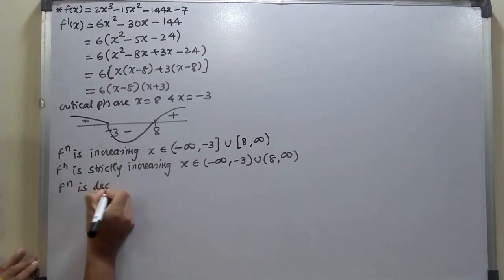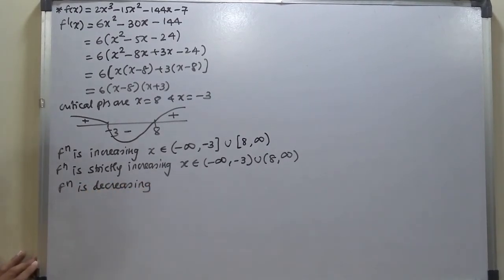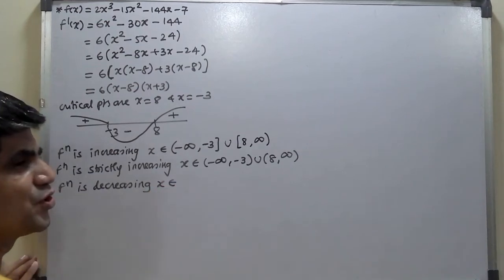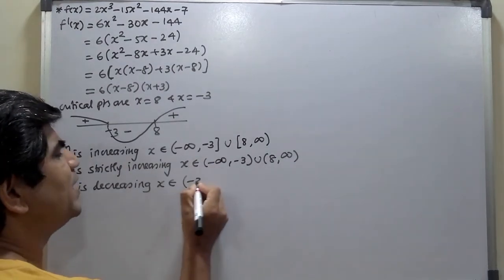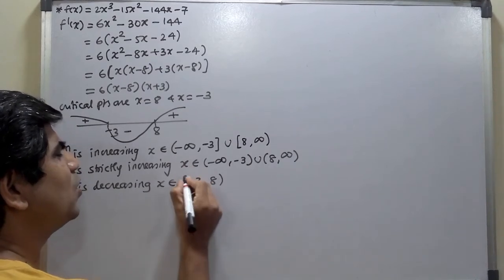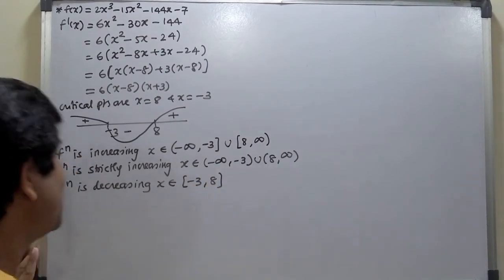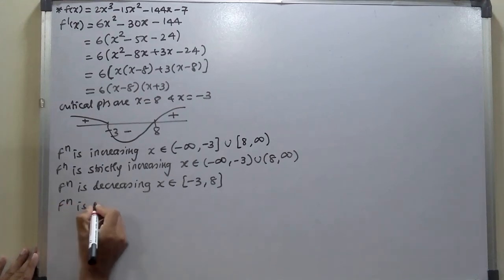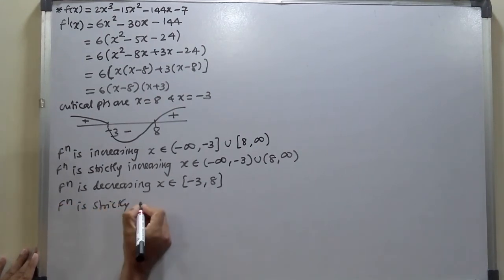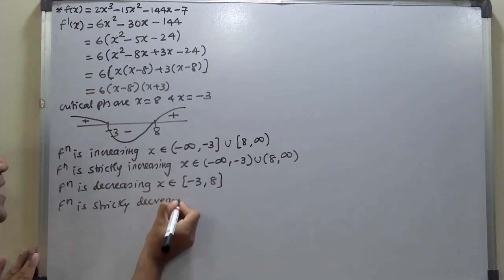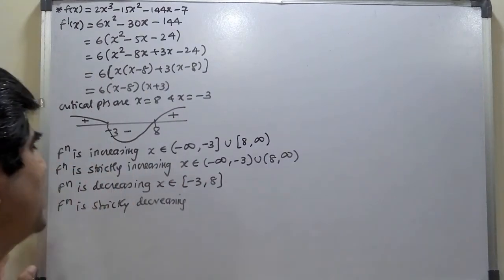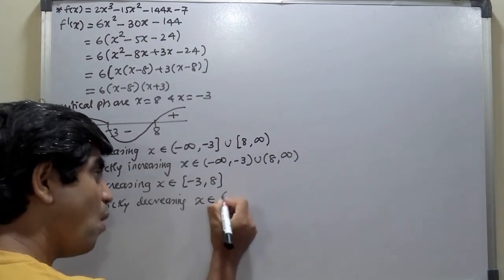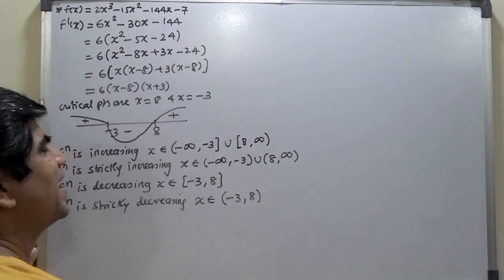What about decreasing? The function is decreasing where x belongs to the minus region here. If you want decreasing, not strictly, then minus 3 and 8 both will be included. Minus 3 to 8 will be included. But if you want the function to be strictly decreasing, then equal to 0 will not be there. So x will belong to the open interval of minus 3 to 8.